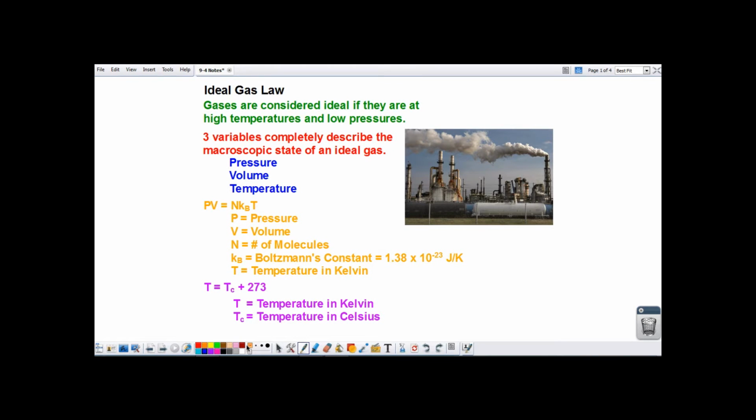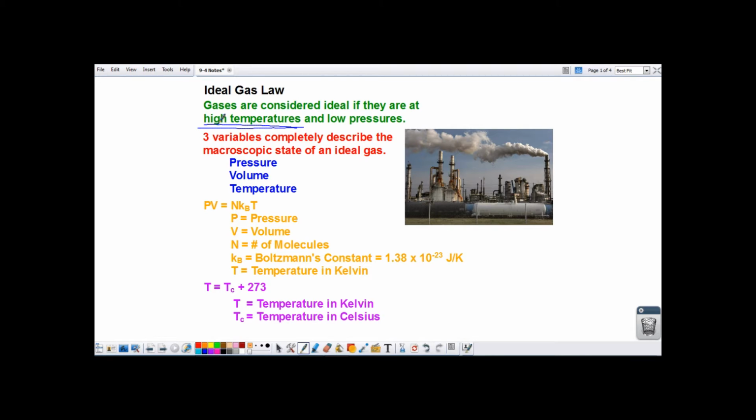The ideal gas law. Well, in order to talk about the ideal gas law, we first need to know what makes a gas ideal. Well, there are two things. Gases are considered to be ideal if they are at high temperatures. Now, we consider room temperature to be a high enough temperature.